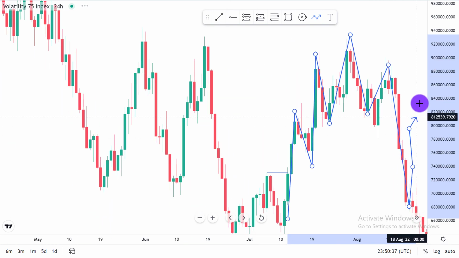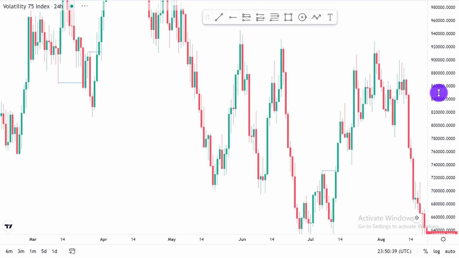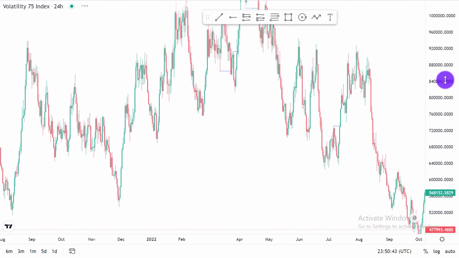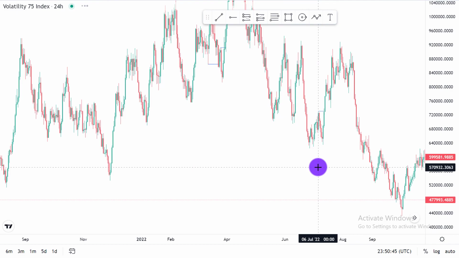Guys, this is how to identify market structure and break of market structure or shift of market structure on volatility indices. And we are doing this, remember, on the higher time frame. The time frames really matter. If you do this on the 15 minutes or 1 hour time frame, you will not appreciate the beauty of trading structure on synthetic indices, specifically VIX 75. So I would like you to do this on the daily time frame.